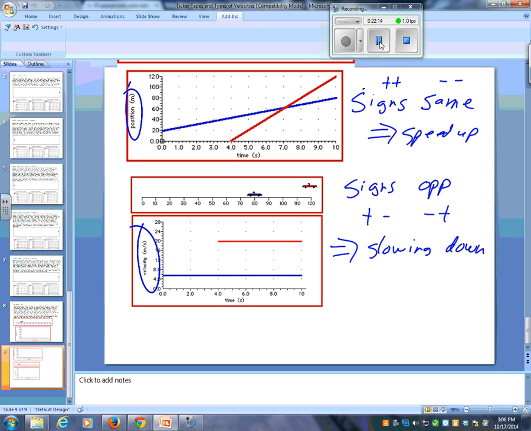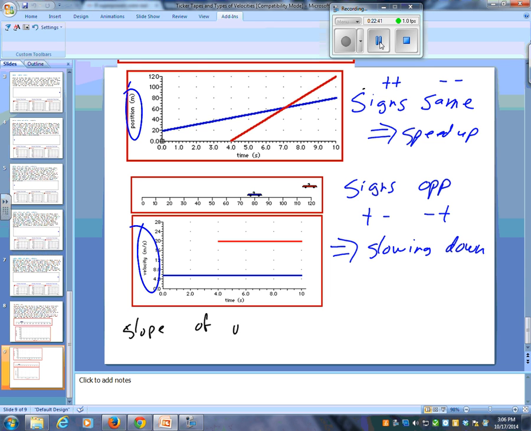Okay, signs opposite, slowing down. The other key point, Nate, that you wanted us to put up there? How did you want me to say it? Something about slope. Okay, gotcha.